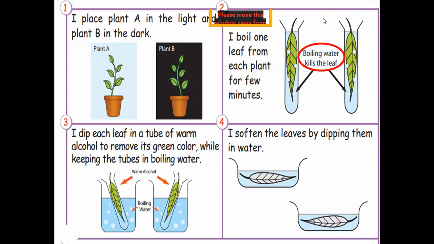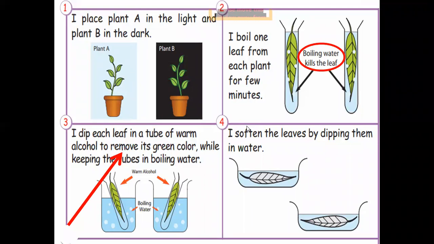Third step, we dip each leaf in a tube of warm alcohol to remove its green color. So we keep them in boiling water, but we bring two test tubes. This is the first tube and this is the second tube containing warm alcohol. This warm alcohol has an important role. It removes the green color of the leaf while keeping the tubes in boiling water.